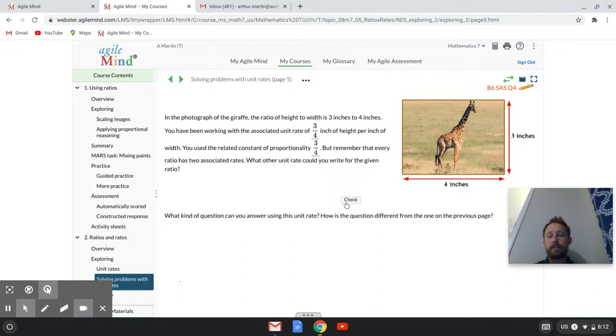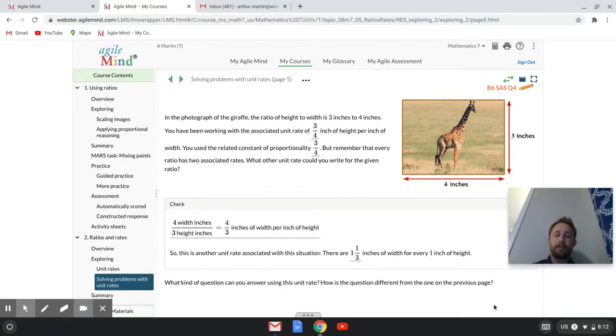So let's check what they have. Looking at this, just like we said, 4/3 inches of width per inch of height. So it says this is another unit rate associated with this situation. And so if we convert 4/3 to a mixed number, we know that 4/3 is 1 1/3 inches of width for every 1 inch of height. So we're going to solve a puzzle on page 6 to see what kind of question we can answer using this unit rate.